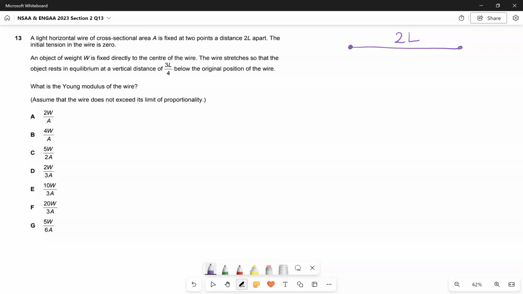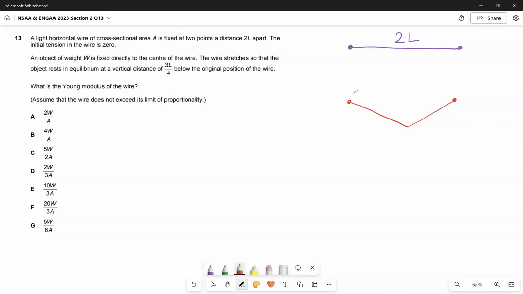The wire stretches so that the object rests in equilibrium at a vertical distance of 3L over 4 below the original position of the wire. What is the Young modulus of the wire? So as we're reading this, we need to set up what the picture looks like.